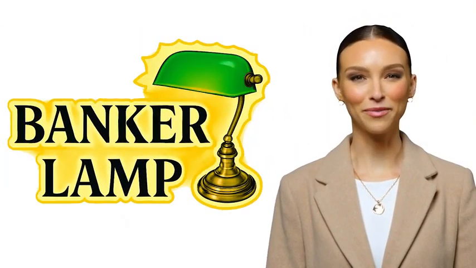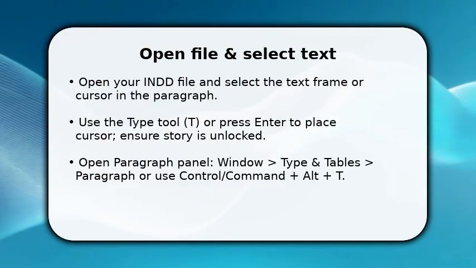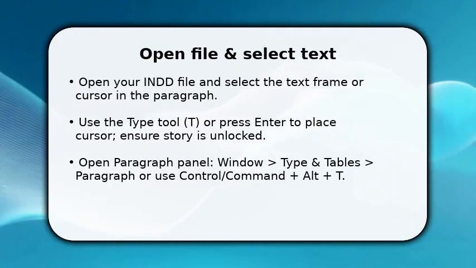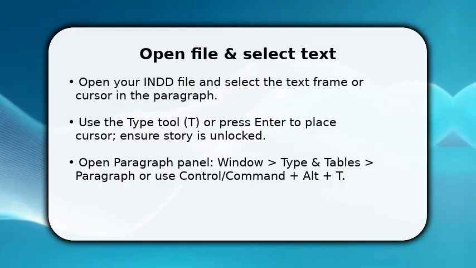Please enjoy the video. You're starting inside the document. You don't need to set up styles yet. Select the paragraph or whole text frame with the Type tool so you can change spacing for the selection. Once done, open the Paragraph panel from Window, Type and Tables, Paragraph.